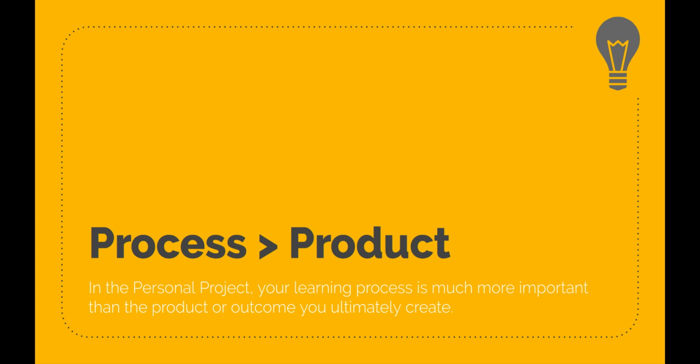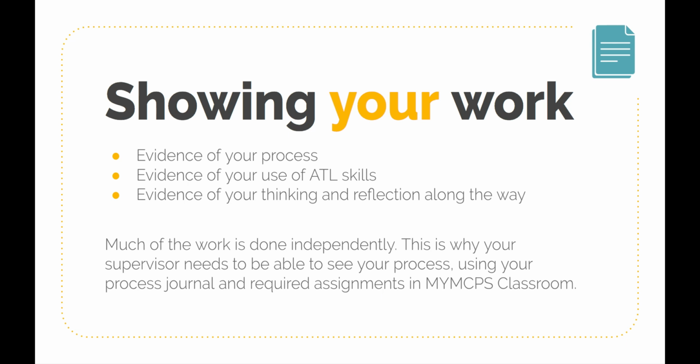In order to see that process, though, we need you to show your work. What this means is that you need to have evidence of your process, evidence of your use of approaches to learning skills, and evidence of your thinking and reflection along the way. Because much of the work is done independently, your supervisor needs to be able to see it using the process records that you keep and the required assignments on My MCPS Classroom.